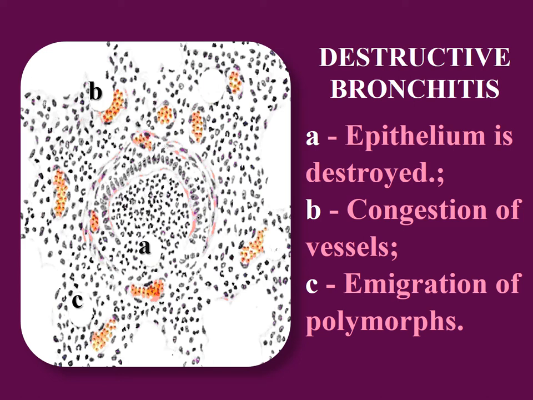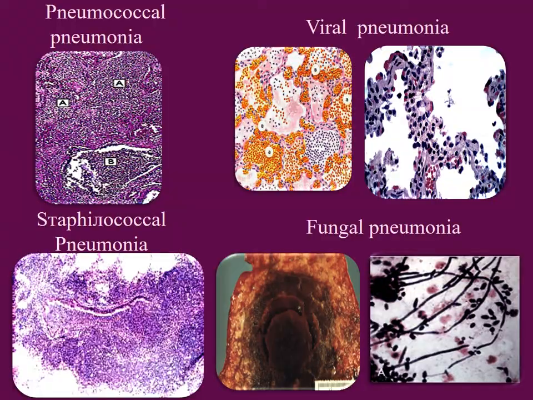After the initial bronchiolitis, the inflammatory process may spread to alveolar tissue, intrabronchially or peribronchially. Pay attention to this micropreparation. This is destructive bronchitis, and you see that the epithelium is destroyed and there is emigration of polymorphs through the destroyed wall to the adjacent alveolar tissue. In addition to common features, bronchopneumonia has different morphological manifestations according to the character of the causal agent.